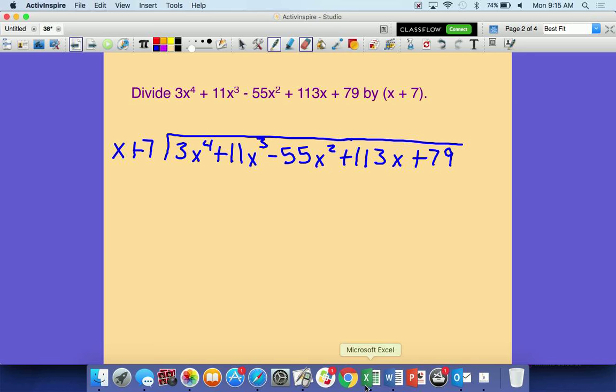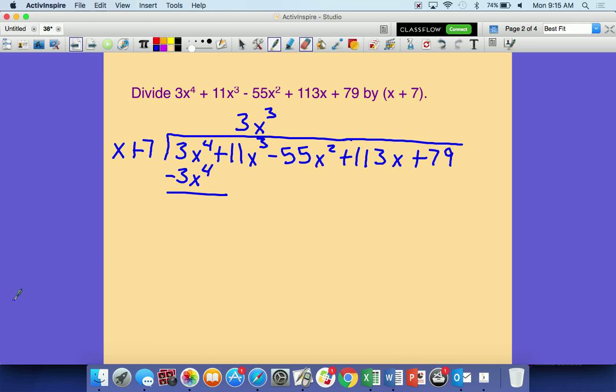Now, just like before, our question is, how many times does this go into that? Well, we're not even going to use this whole thing. We're only going to use the first part. So how many times does x go into 3x to the fourth? X times 3x cubed gives us 3x to the fourth, so that's how many times it goes in. So I am going to put this 3x cubed up here above, because 3x cubed times x gives us 3x to the fourth. And that now goes away.